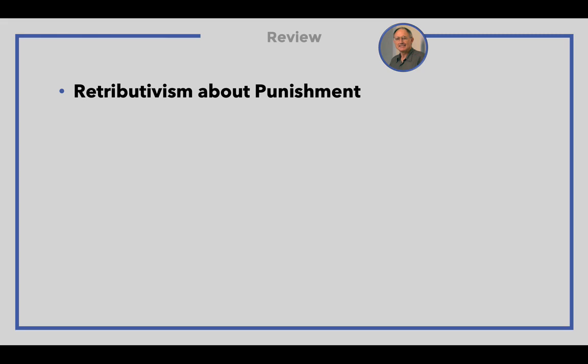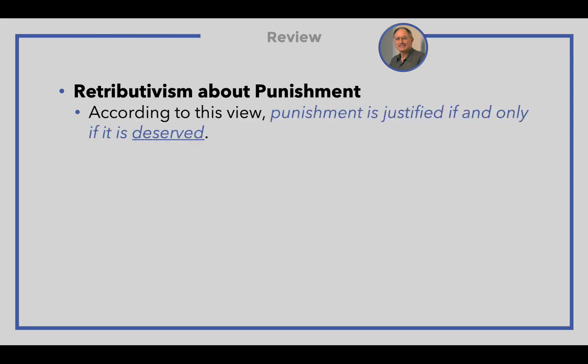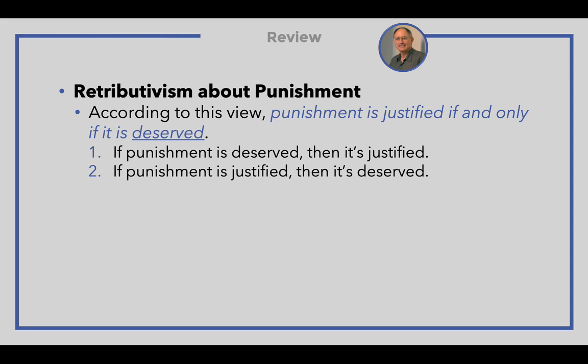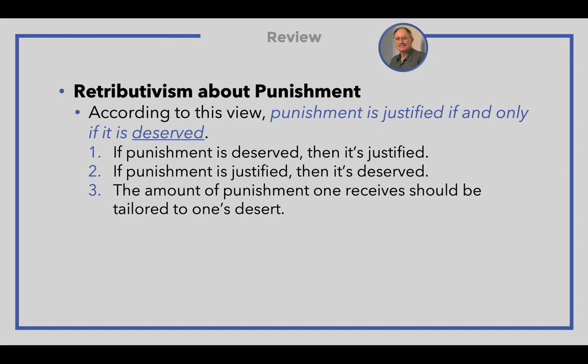What about the retributivist view? Think about how you would write that out. Again, here's an opportunity to practice. Unpause it when you've got the tenets down. The view says punishment is justified if and only if it's deserved. Breaking that down into its 3 tenets: if punishment's deserved, then it's justified. If punishment is justified, then it's deserved. And finally, the amount of punishment that we give someone should be tailored to what they deserve.